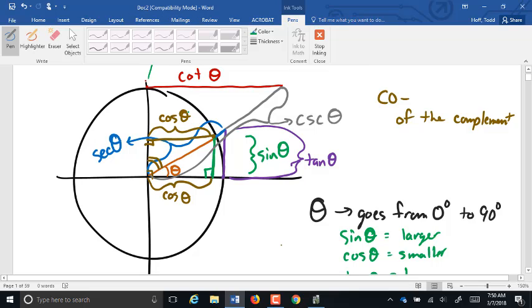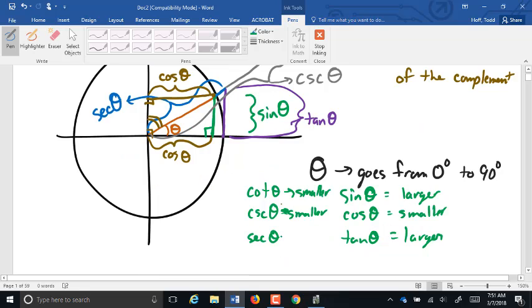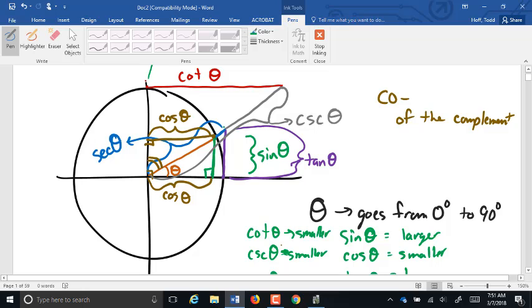Now, looking at the cofunctions, what happens to the cotangent? As that angle gets bigger, is that cotangent going to get shorter or longer? It's definitely going to get shorter, so the cotangent gets smaller. What happens to the cosecant? It's going to get smaller as well. How about the regular secant? Well, as the tangent gets longer up here, the secant has to reach out further to get to it, doesn't it? So it gets larger.